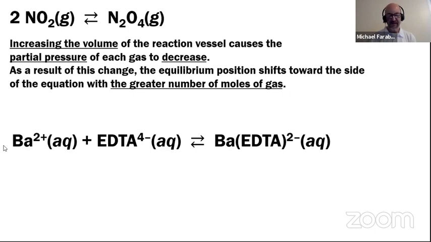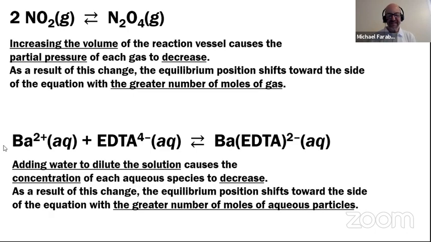While these aren't gases, by adding water, we've effectively increased the volume of the solution, and we caused not the pressure, but the concentration of each of these species to go down. So instead of shifting to the side which has a greater number of moles of gas, we're still going to shift to the side of the equation that has a greater number of moles of aqueous particles to counteract this decrease in concentration. So it's completely analogous to the situation that happens with gases.